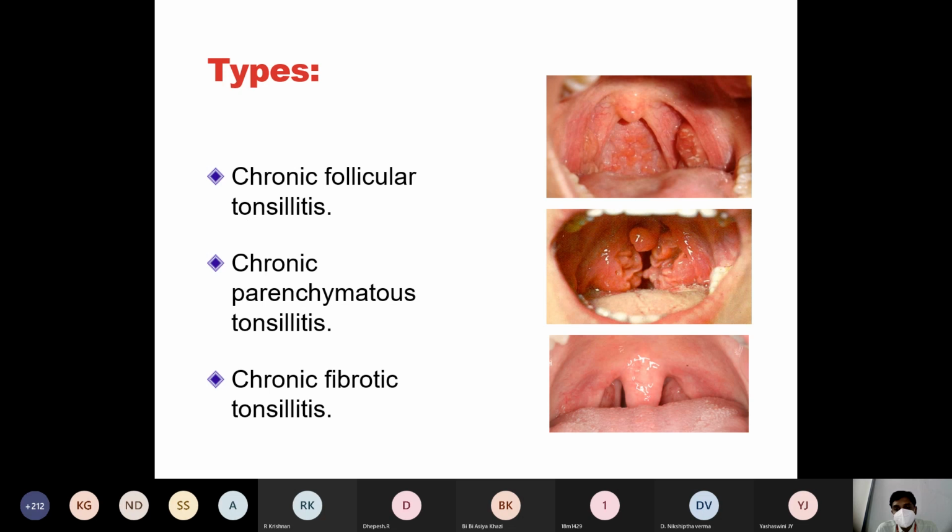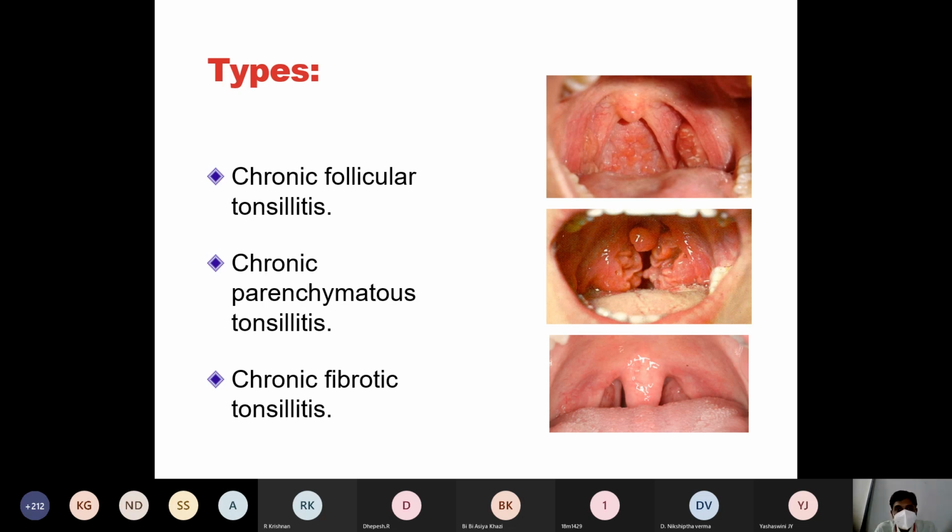Similar to acute tonsillitis, chronic tonsillitis can be divided clinically into chronic follicular tonsillitis, chronic parenchymatous tonsillitis, and chronic fibrotic tonsillitis. The pictures on the right show the three types of tonsillitis. In chronic follicular tonsillitis, you see multiple small white follicles on the surface of the tonsil. The surface of the tonsil is inflamed, but the surrounding area is not so edematous compared to acute follicular tonsillitis.